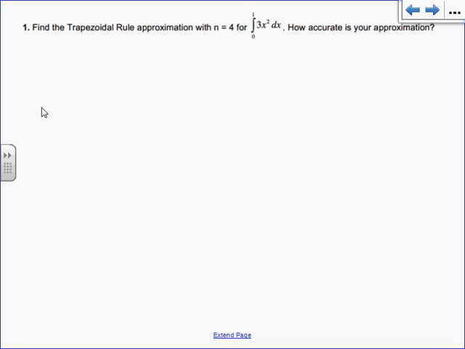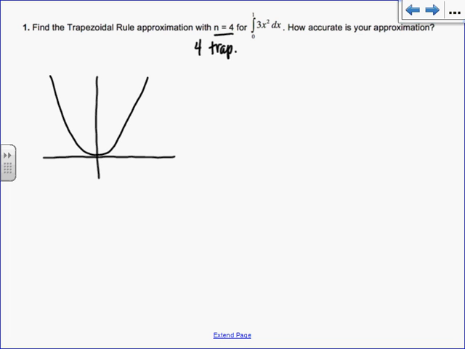All right, so number 1. Let's find the trapezoidal rule approximation with n equals 4. Again, this means 4 trapezoids, for the integral from 0 to 1 of 3x squared. If I graph my curve, you know that 3x squared is a parabola, and we're finding the area from 0 to 1. So we're finding this area that's under the curve, and we're breaking it into 4 subintervals.